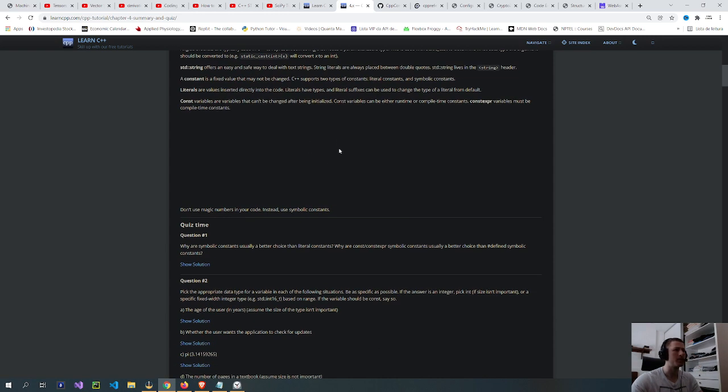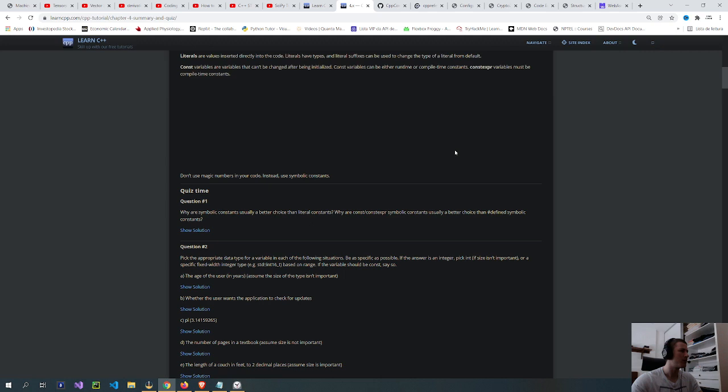Const variables can be either runtime or compile time constants. Constexpr variables must be compile time constants. Don't use magic numbers in your code, instead use symbolic constants.